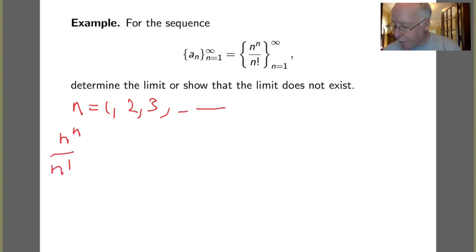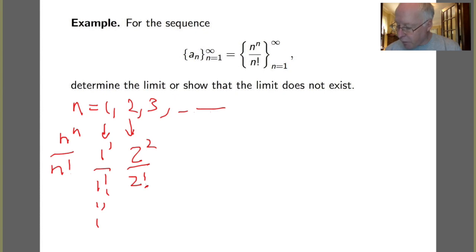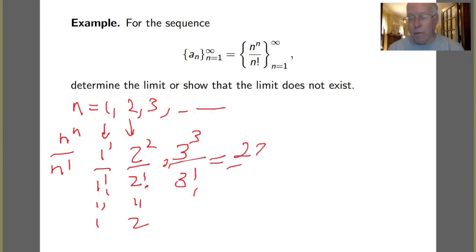So here we'll get 1 to the 1 over 1 factorial, which equals 1. When n equals 2, we'll have 2 to the 2 over 2 factorial. Remember, 2 factorial is 2 times 1. This will give us 2. And then we'll have 3 to the 3 over 3 factorial. That'll give us 27 over 6. 3 factorial is 3 times 2 times 1, or 9/2, etc.